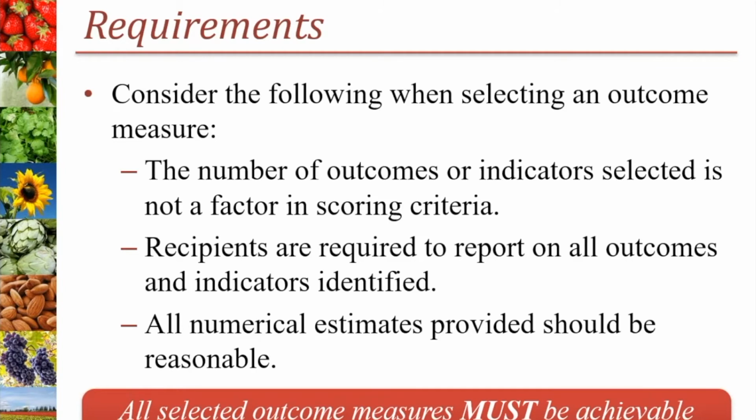All numerical estimates provided should be reasonable. We understand that the values indicated for selected outcome measures in the concept phase are projections. However, it is important to provide an estimate that is realistic. And all outcome measures, indicators, and sub-indicators selected must be achievable within the grant duration, which is 2 years and 6 months, or 2 years if applying under the Additional Assistance for Historically Underrepresented Organizations program.